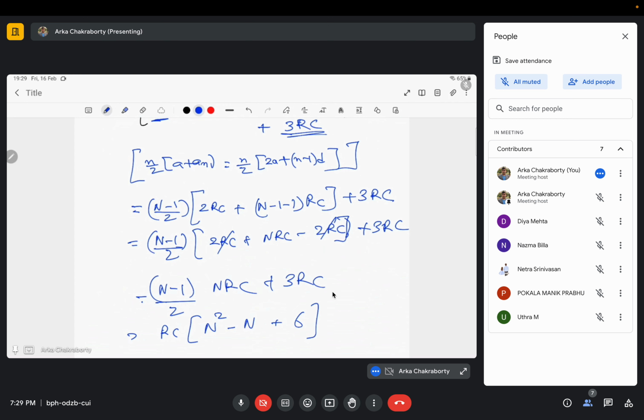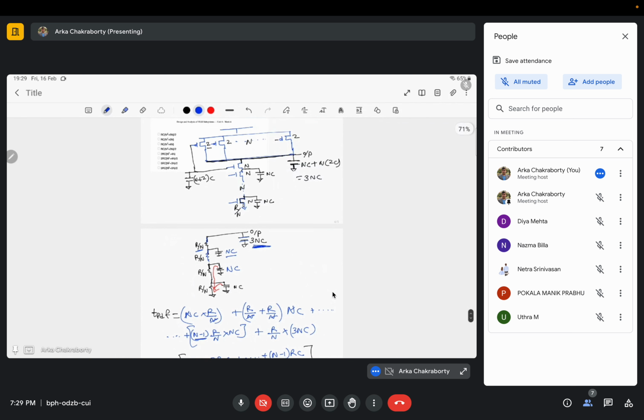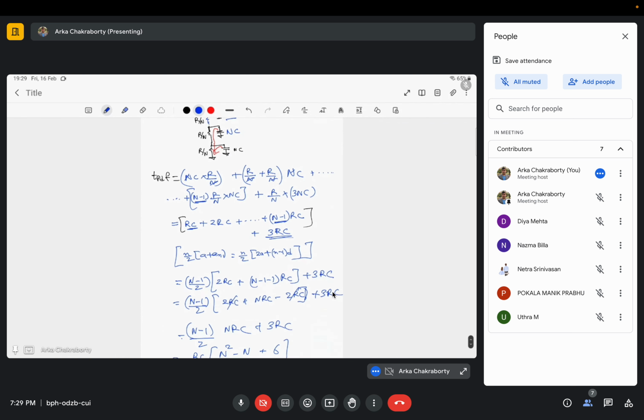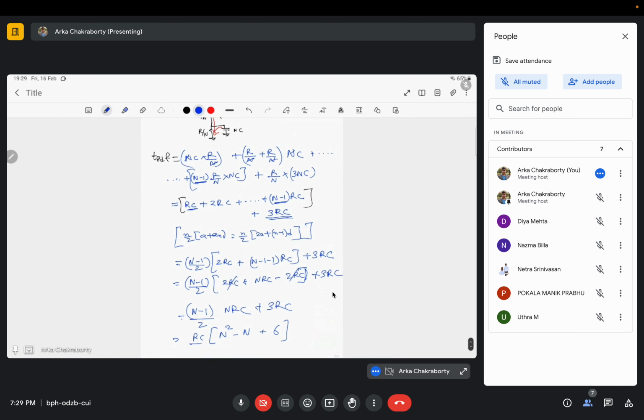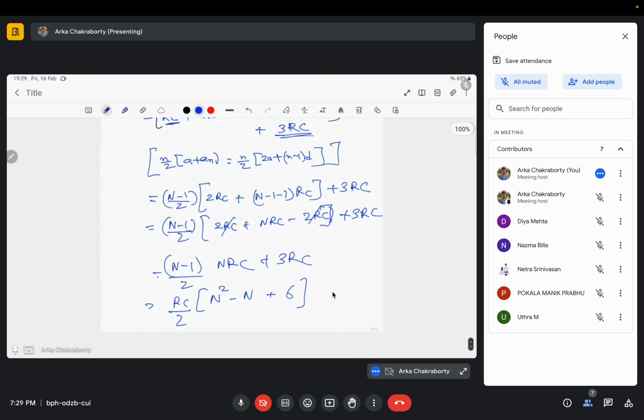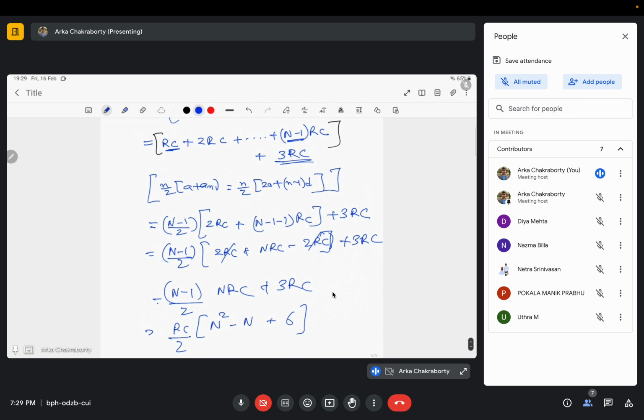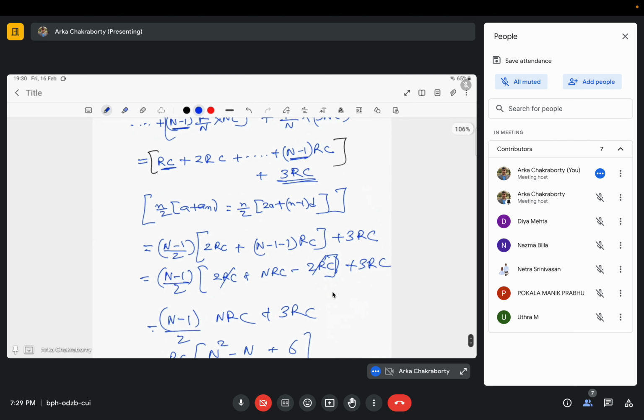So what are the possible answers given, in which form? 5RC by 2 n square minus nRC. Have I done any mistake? What was the answer I was getting initially? I think I have done a mistake here. Just give me a minute.